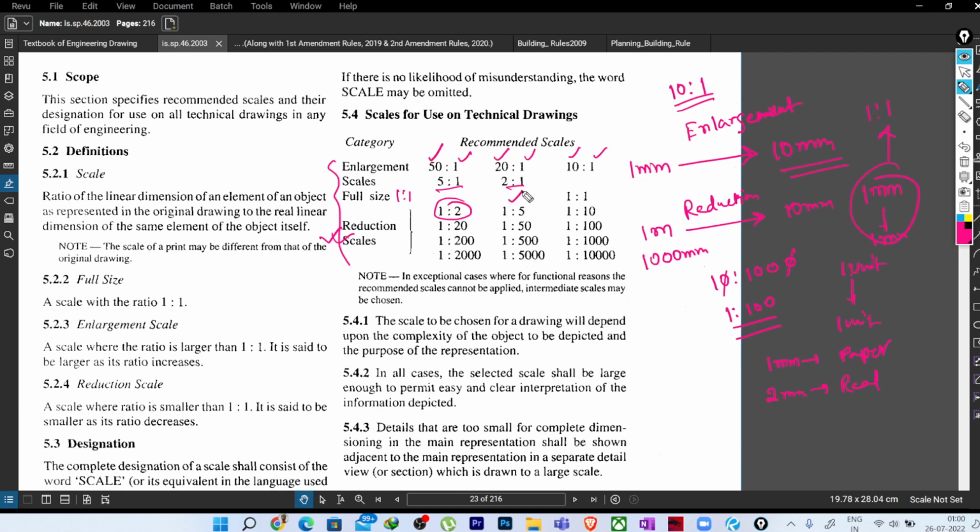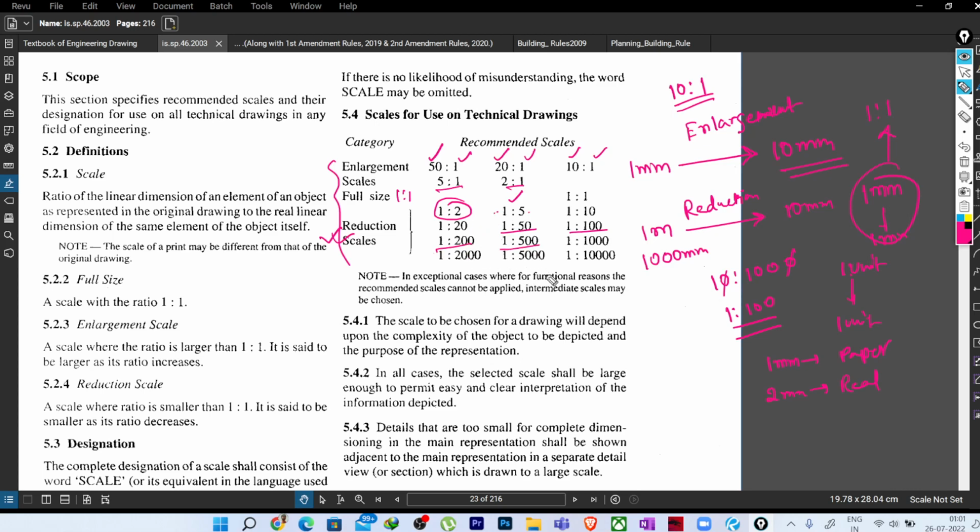Okay, then we have 1 is to 5. Similarly 1 on paper, or 1 inch on paper, is 5 inch in the field, right? So that's why I'm mentioning units. Actually it can be any units which is suitable for your area. Then we have 1 is to 10, 1 is to 20. In most cases we use 1 is to 50, 1 is to 100, 1 is to 200, 1 is to 500, like this. These are the scales mostly used actually.